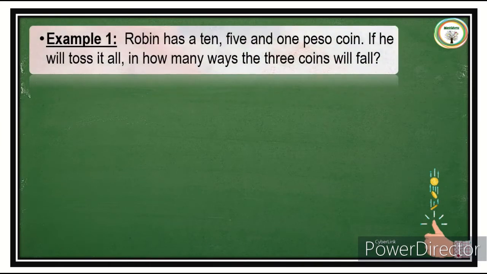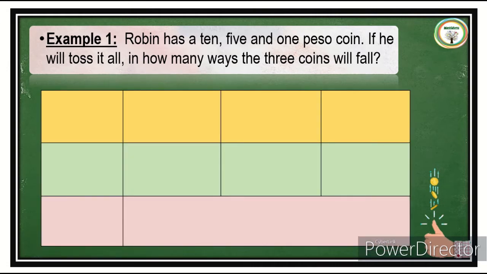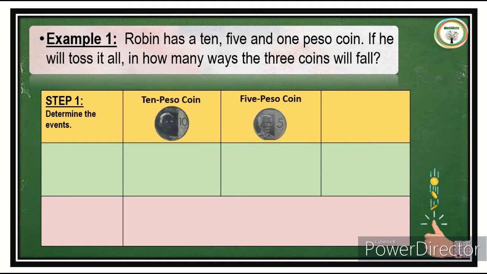Let's have the first example. Robin has a 10, 5, and 1 peso coin. If he will toss them all, in how many ways will the 3 coins fall? Let us follow the steps. Step 1, determine the events. So our events are the 10 peso coin, 5 peso coin, and 1 peso coin.